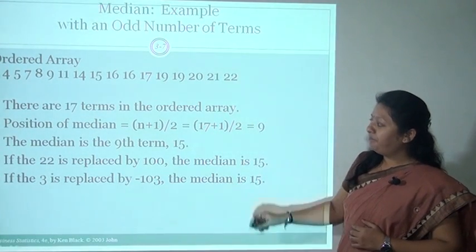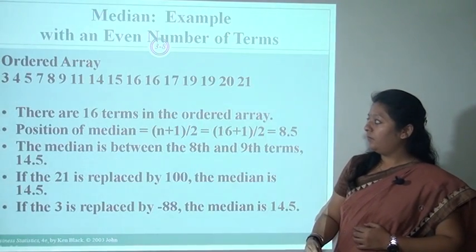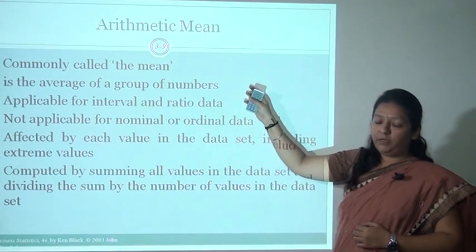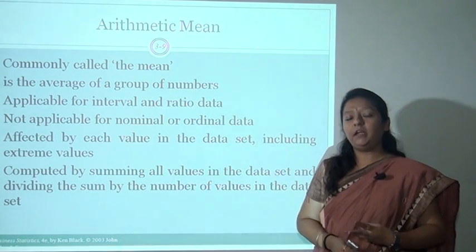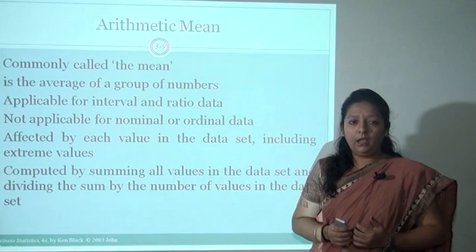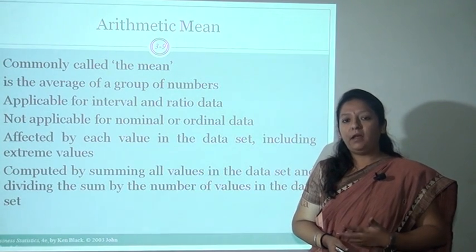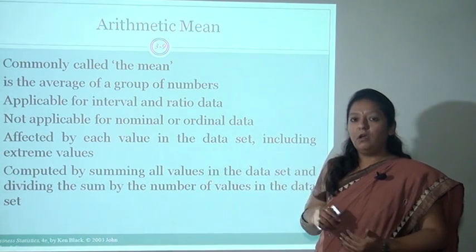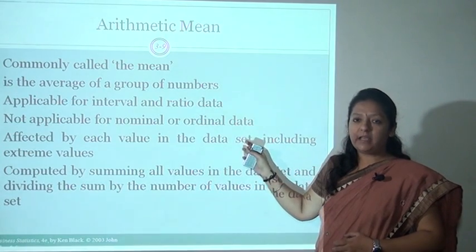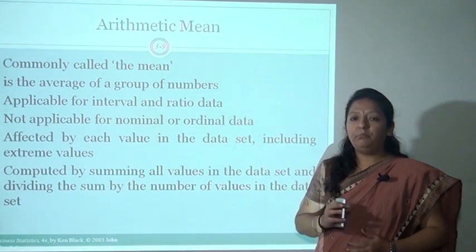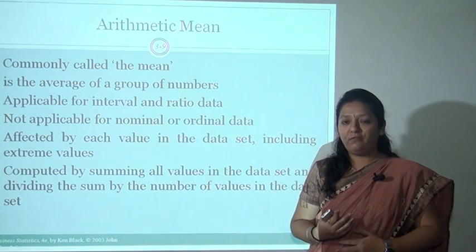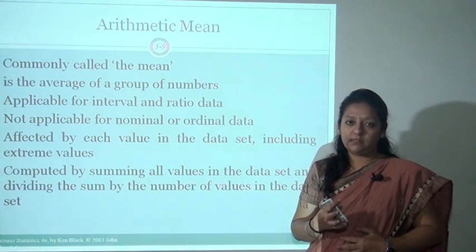Now next is the arithmetic mean. There are 3 types of mean: arithmetic mean, geometric mean and harmonic mean. But in this session we are only going to learn about the arithmetic mean. Simply, mean can be defined as the average of all the observations in the data set.